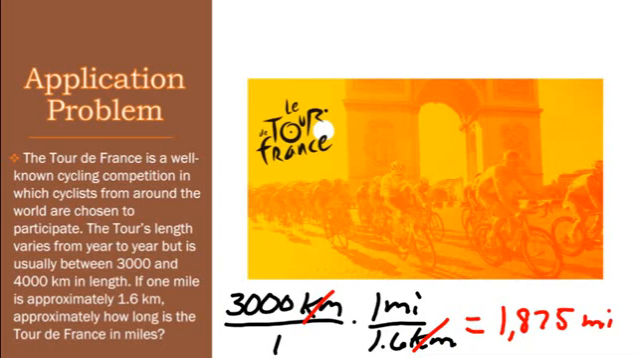And then if we take 4,000 kilometers over 1 times 1 mile over 1.6 kilometers, the labels cancel out, and I have 4,000 divided by 1.6, which gives me 2,500 miles. So that would give you roughly a good estimate of how long the Tour de France would be in miles.